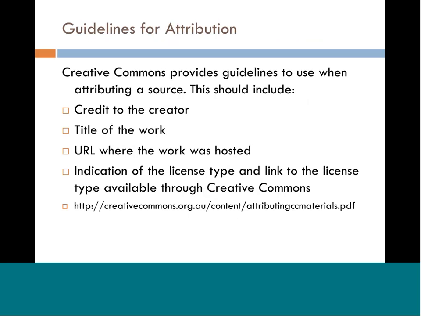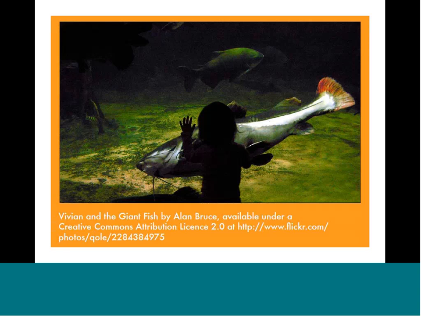So let's take a look at how you would attribute a piece of content that's licensed under Creative Commons. Creative Commons has provided some guidelines to use when attributing a source. This typically includes credit to the original creator, the title of the work, the URL where the work was hosted, an indication of the license type, and a link to the license type available through Creative Commons.